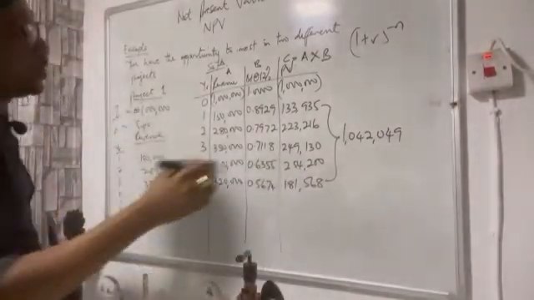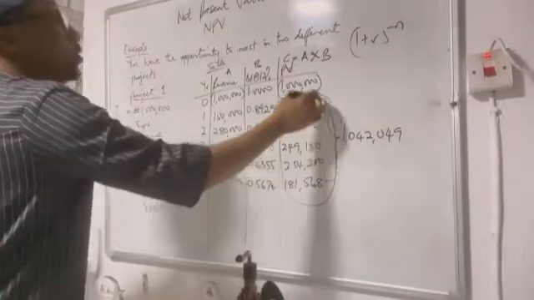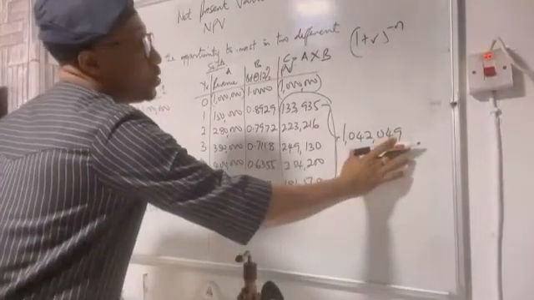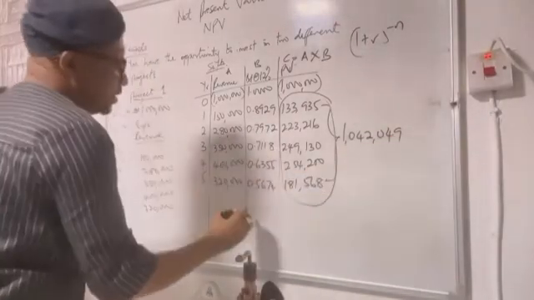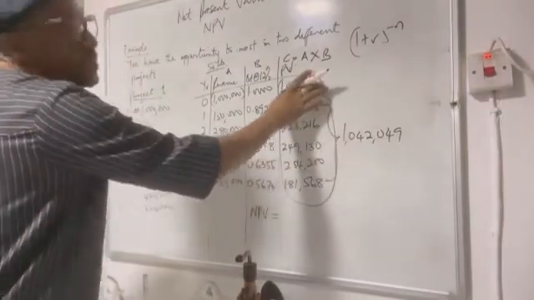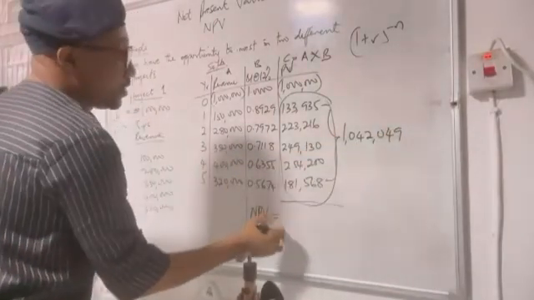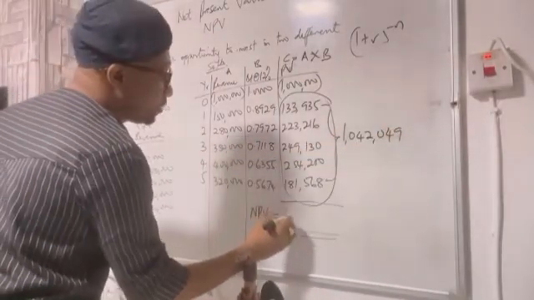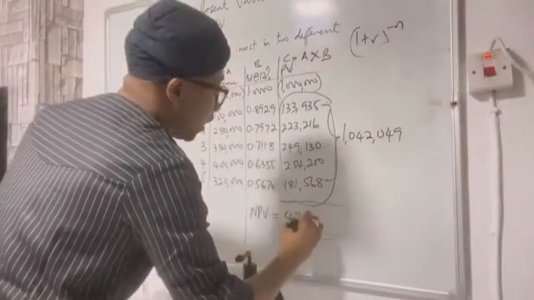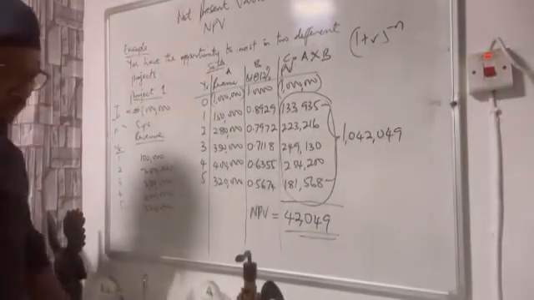So the next step is to add up all the present value of the discounted cash flow. That gives us 1,042,049. Then for the NPV, you subtract the initial cost from the added present value. So the NPV will then give us 42,049. The NPV for project 1 will be 42,049.